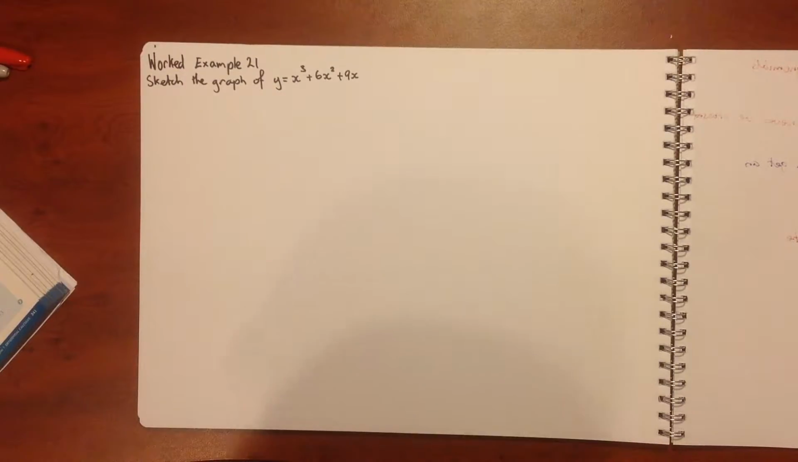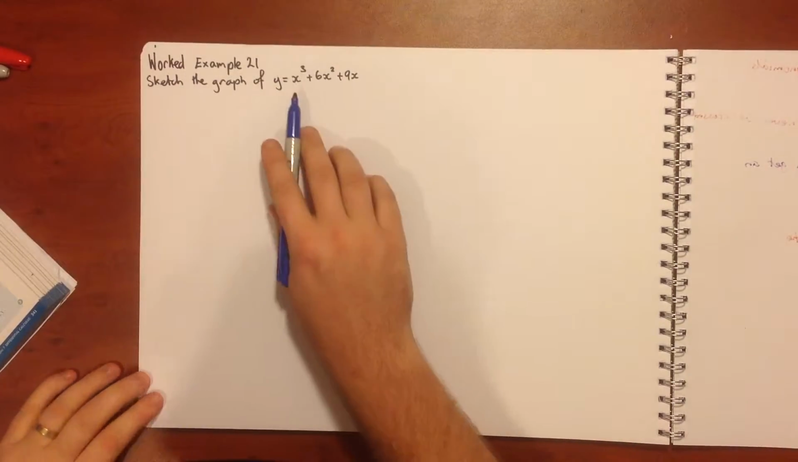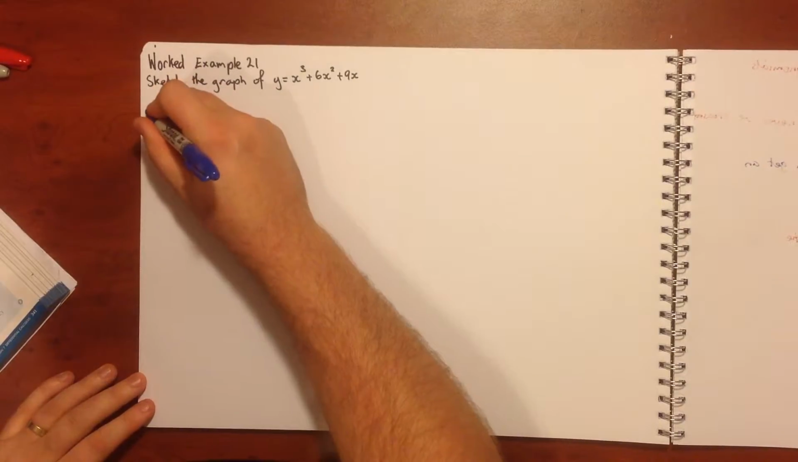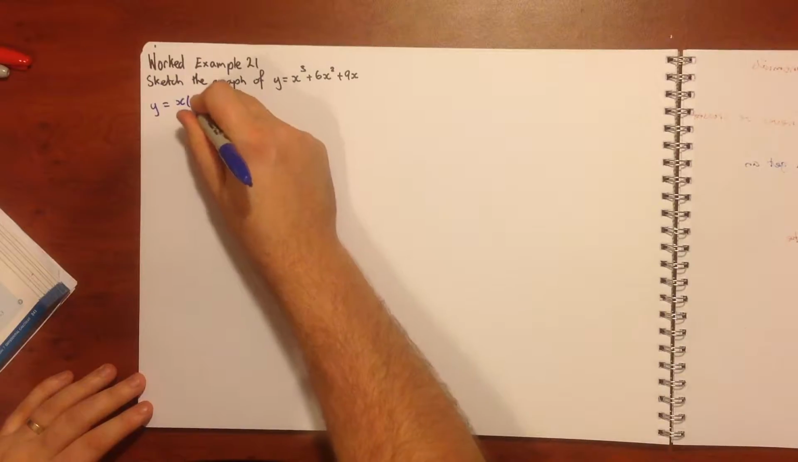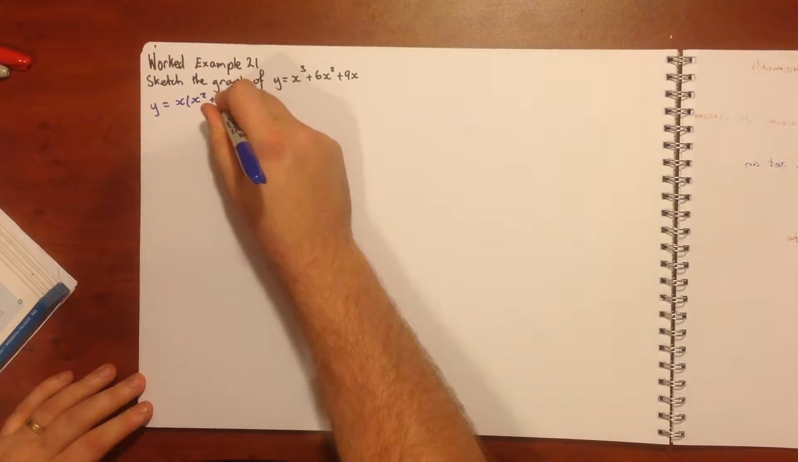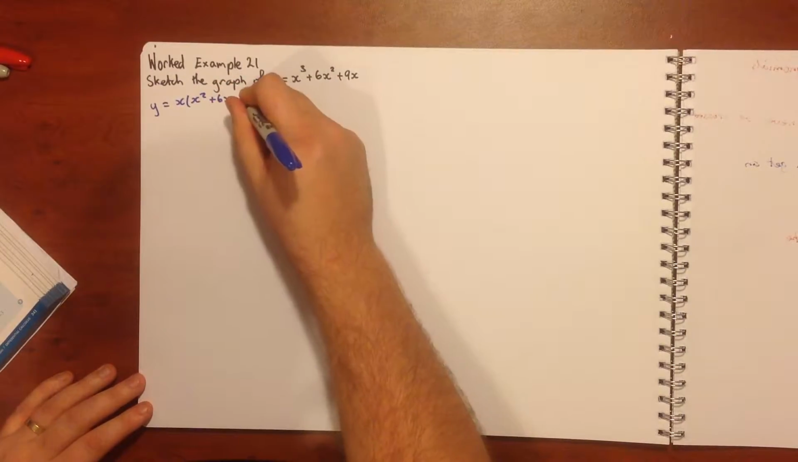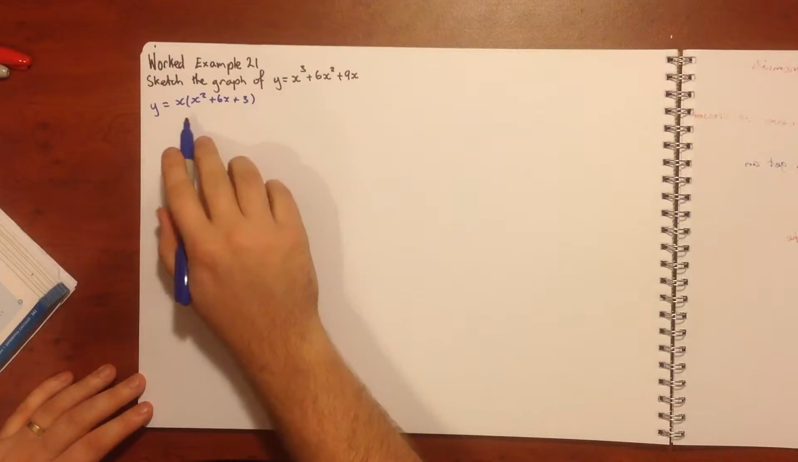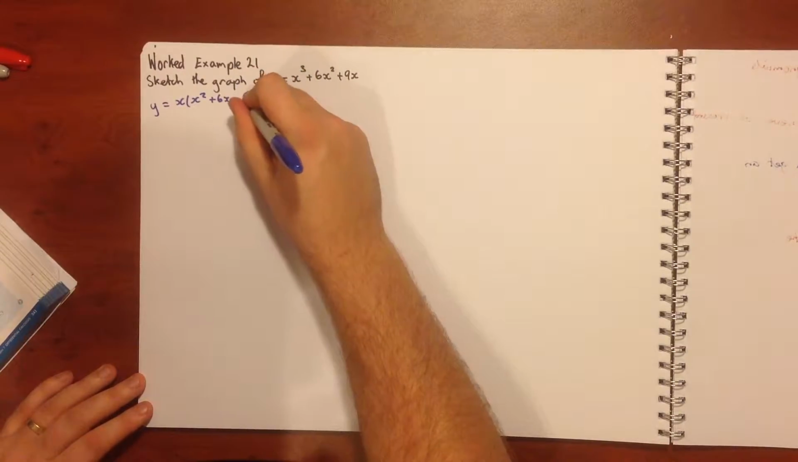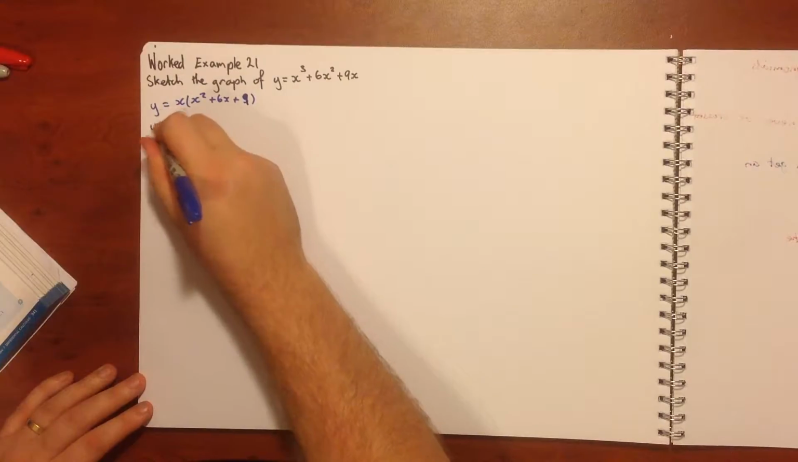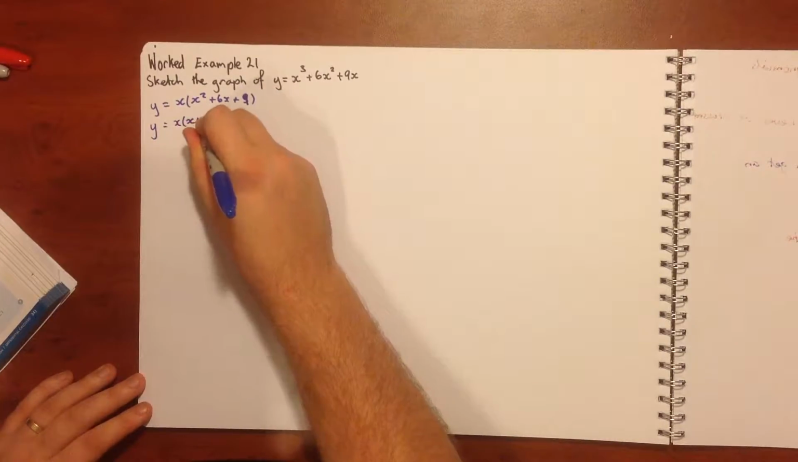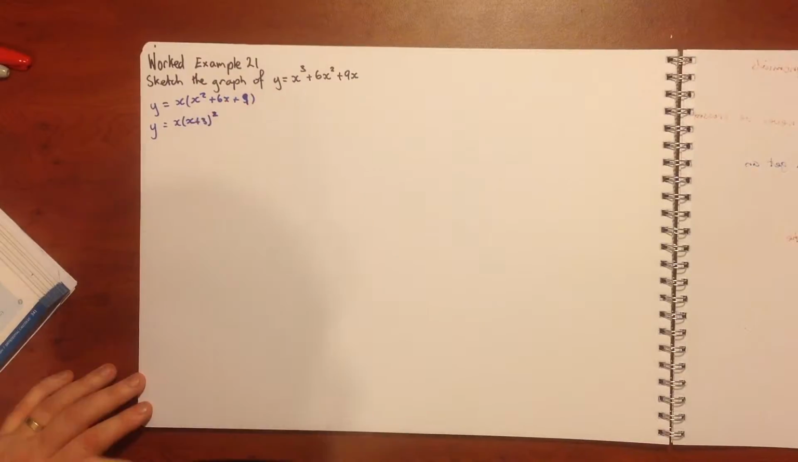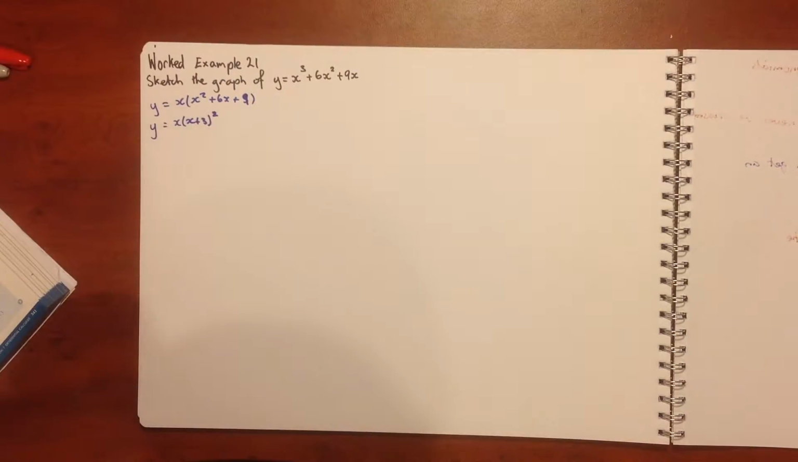Okay, so what we can do for this is first of all take x out as a common factor and say we've got y equals x outside of x squared plus 6x plus 9. We should be able to see that we can make that x outside of x plus 3 squared. Okay.